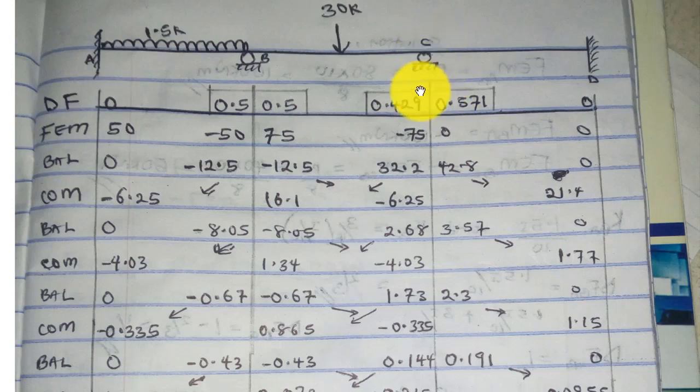So it will distribute to it. So it also carries over half. When it carries over half, it will give us minus 6.25. This, we also carry over half. This will be 16.1. This we also carry over. It will be what? 21.4. You understand? So after the moment, you have to what?